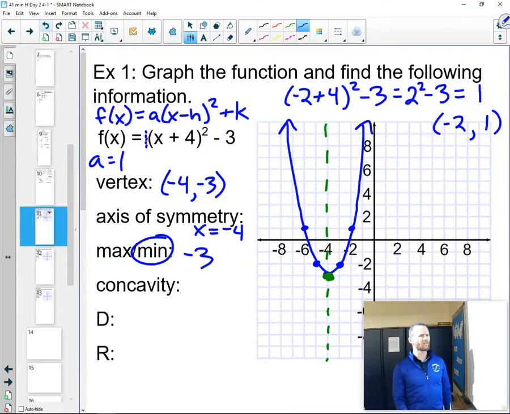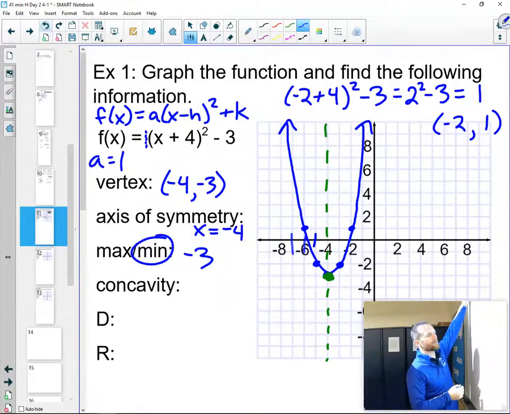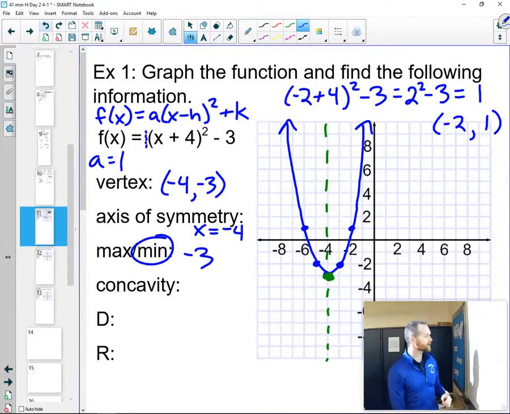Now, some students get confused and they think, well, wait a minute, this -4 is a part of that minimum as well. That's a part of the vertex. But -4 is not the minimum x value. You know, -5, -6, -7, those all still work. So there is no minimum for the x, only for the y. Now concavity, it's concave up.